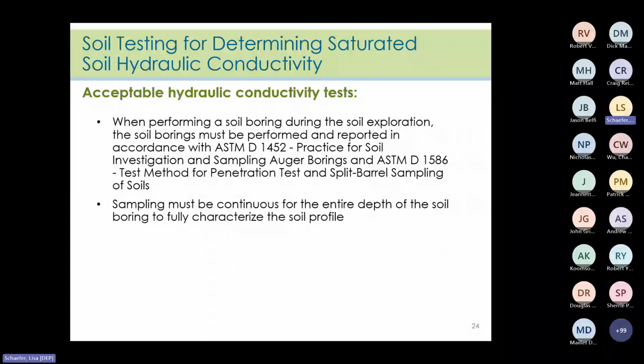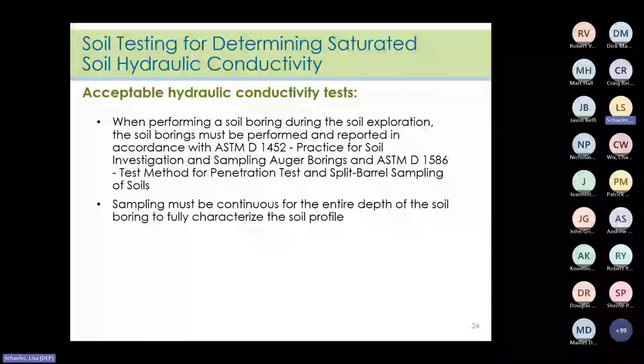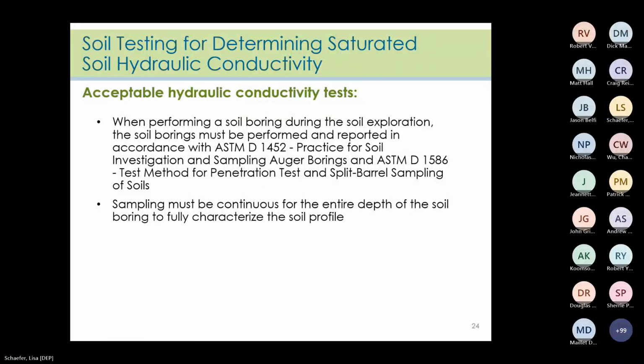When you're performing a soil boring during the soil exploration, the soil borings must be performed and reported in accordance with ASTM D1452, Practice for Soil Investigation and Sampling by Auger Borings, and ASTM D1586, Test Method for Penetration Test and Split-Barrel Sampling of Soils. Sampling must be continuous for the entire depth of the soil boring to fully characterize the soil profile.